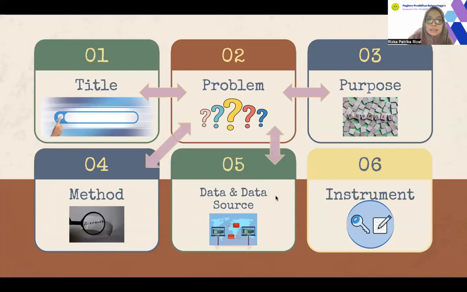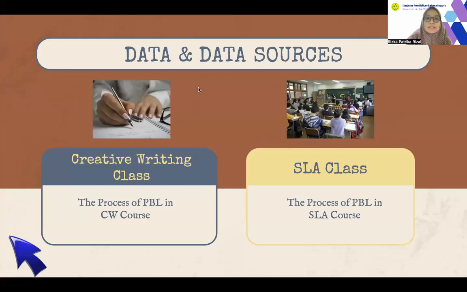problem with the data and the data sources. I will explain these two chains of reasoning at the same time because they are related to each other. Let me show you the data. Since the problems are: why PBL is used, how the implementation is, and what the practice is. The data were taken from two different courses, creative writing and second language acquisition practice, from a university in Banyumas, Indonesia. Since these two courses conduct PBL for their final project, it is coherent and explicitly related between the data and the problem.